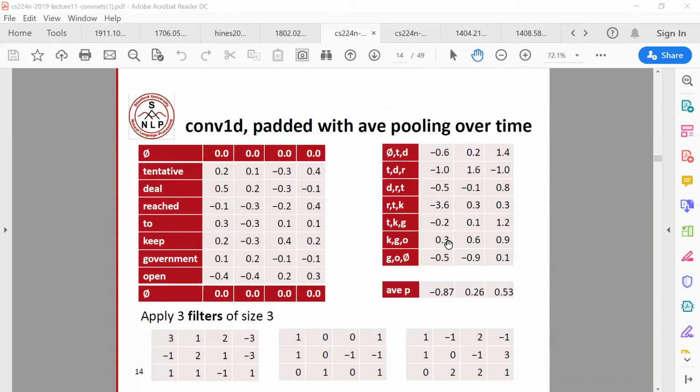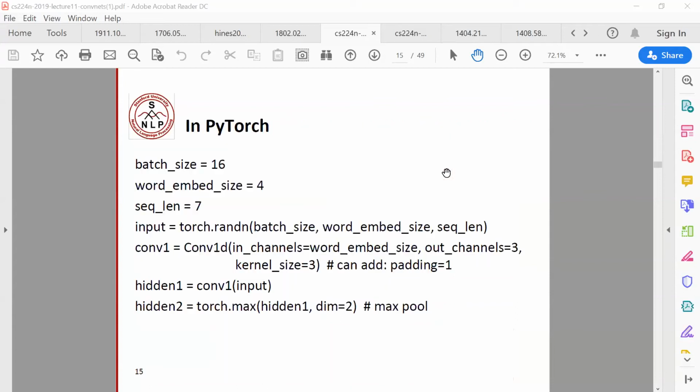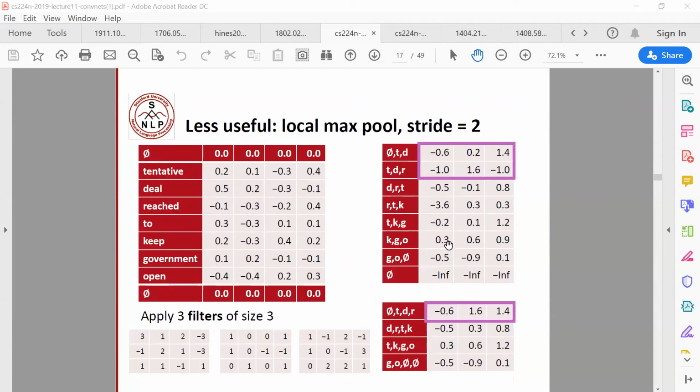So there's 7 rows and 3 columns. But now he's got 1, 2, 3, 4, 5, 6, 7, 8 rows. I'm not sure why he adds this 8th row. Oh, maybe in order to do stride 2. He just puts an extra row here in order to apply the max pooling with stride 2.